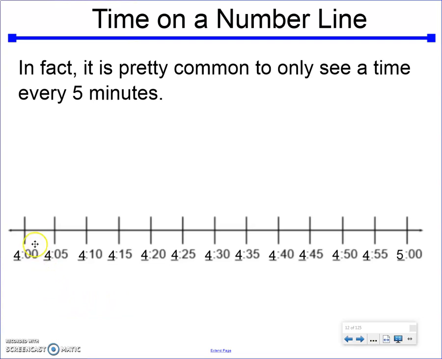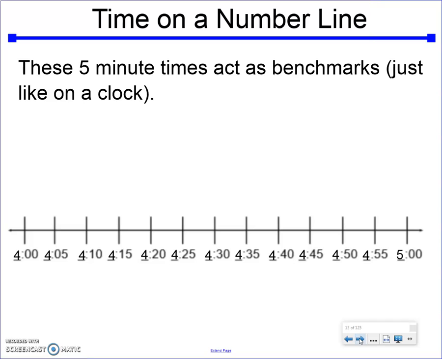Instead of having a tick mark for every single minute, now we have a tick mark for every 5 minutes. So there's 5 minutes between each tick mark. There's the same amount of space between each tick mark. There's just more than 1 minute between each tick mark. These 5-minute times act as benchmarks, just like 5-minute times on a clock act as benchmarks.